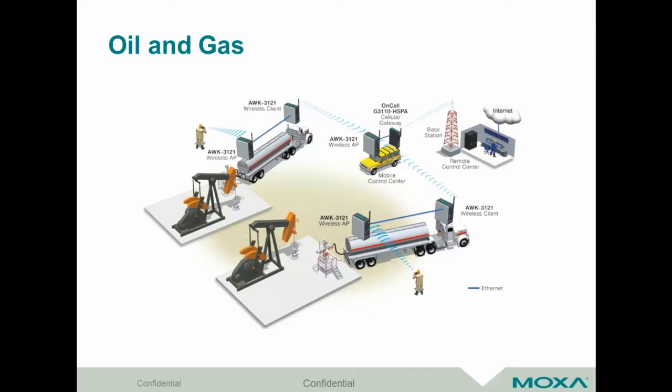Another market that's really started to embrace wireless is the oil and gas market. And this here is an example of a frac truck application where even the frac trucks are now connected. What you have as an example is a local network using Wi-Fi that is then connected back to the internet at large with a cellular modem.